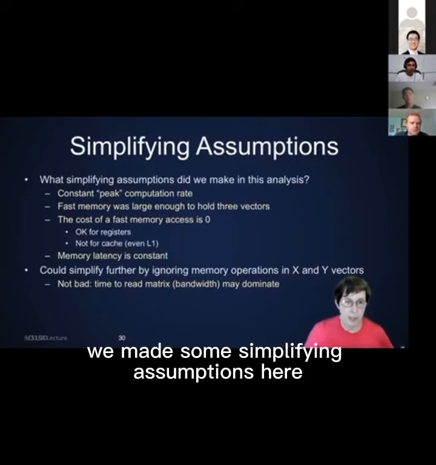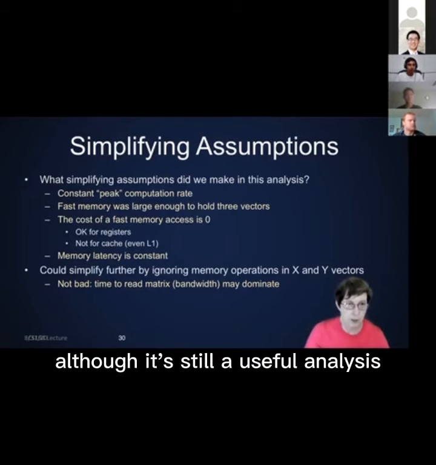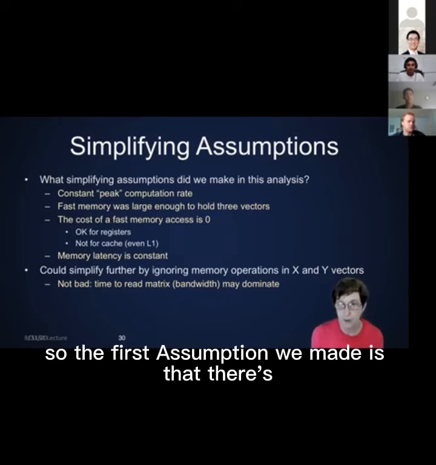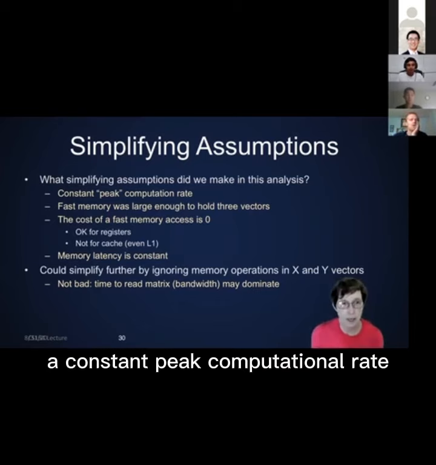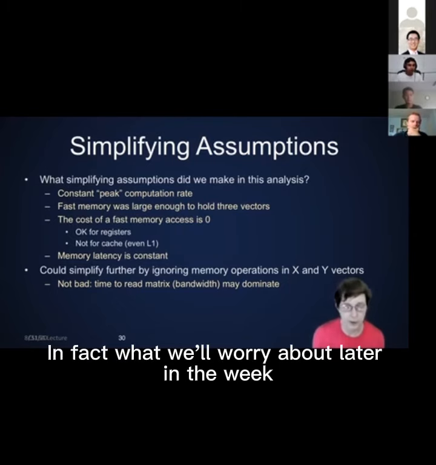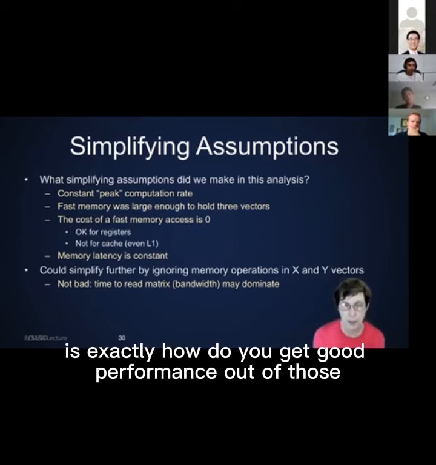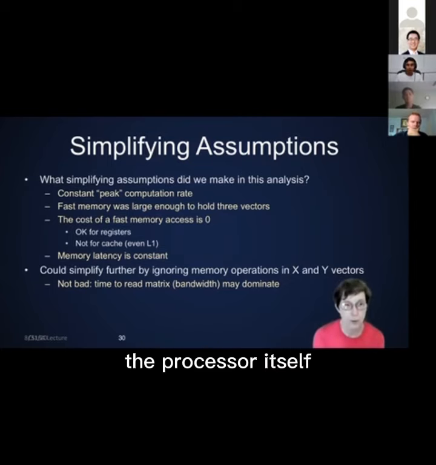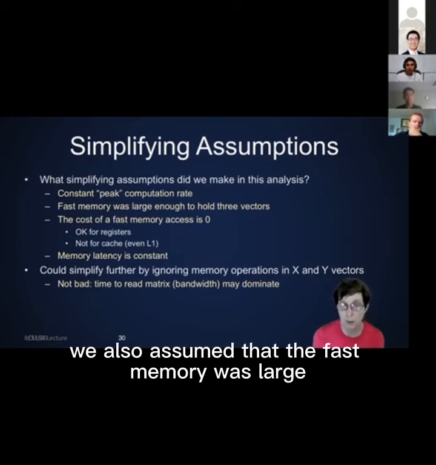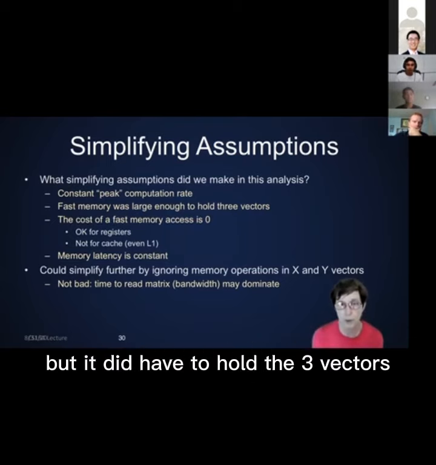Okay, so we made some simplifying assumptions here, actually several of them, although it's still a useful analysis. The first assumption we made is that there's a constant peak computational rate, which I just called T sub f. In fact, what we'll worry about later, at least within the next week and a half, is exactly how you get good performance out of the processor itself. We also assumed that the fast memory was large enough to hold 3 vectors. It didn't have to hold the whole matrix A, but it did have to hold the 3 vectors.